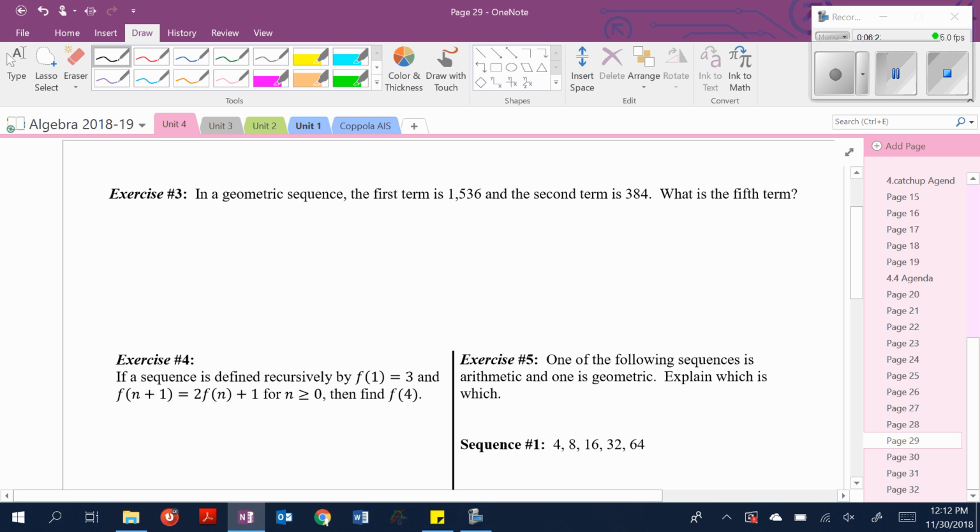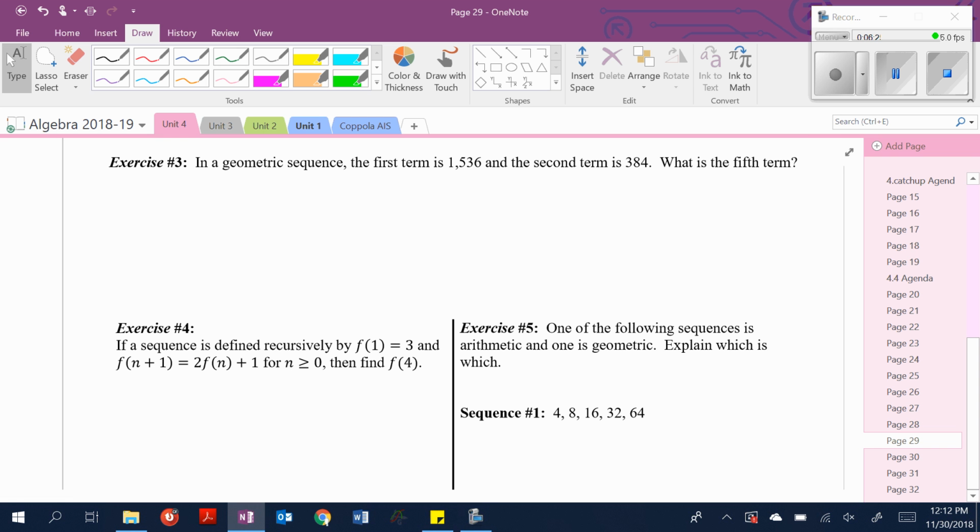Ooh, we can do number 3 though. All right, in a geometric sequence, the first term is 1,536, and the second term is 384. What is the 5th term? Do you guys remember? Sometimes it's easy to make a table. The first exercise that we had, the table was already there for us.